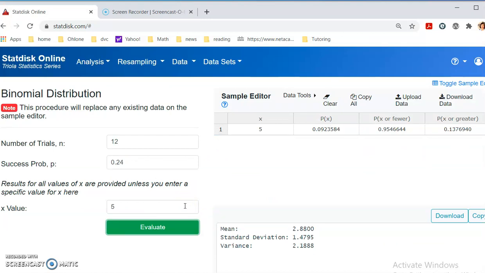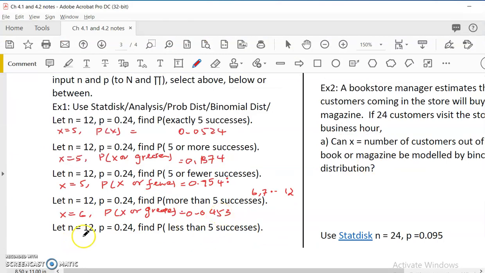So you read off that one by entering 6 to find more than 5. We did that last time. We entered 6 because that corresponds to 6 or greater, 0.0453.